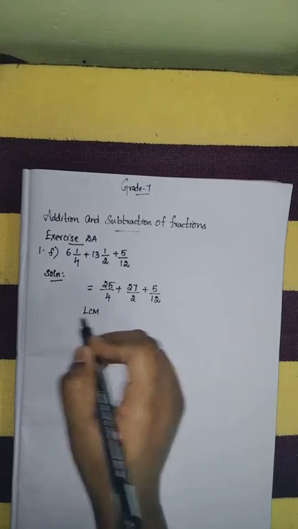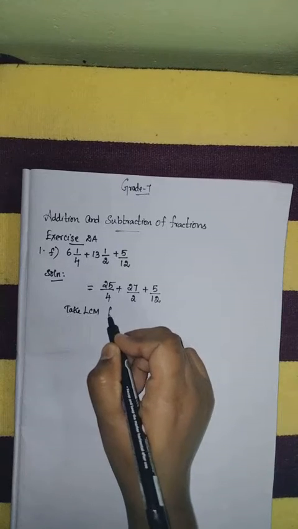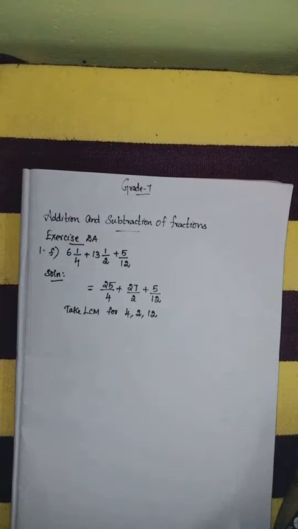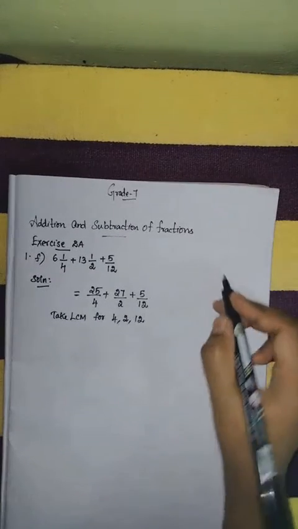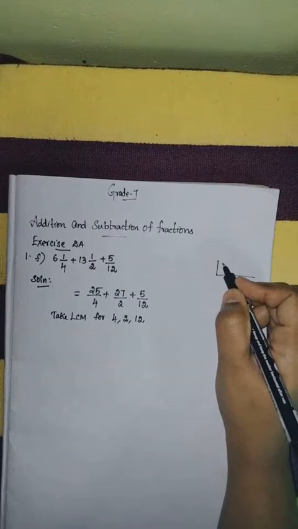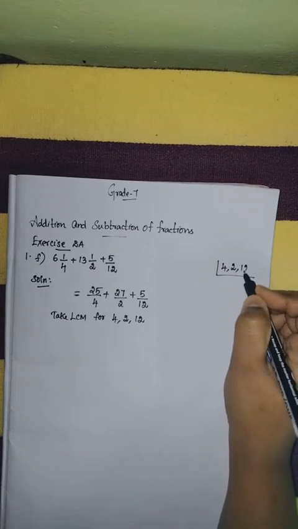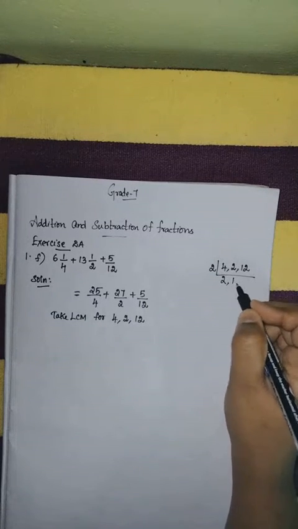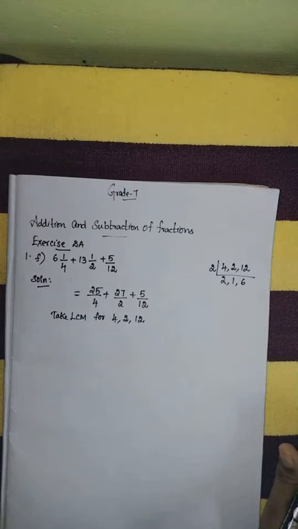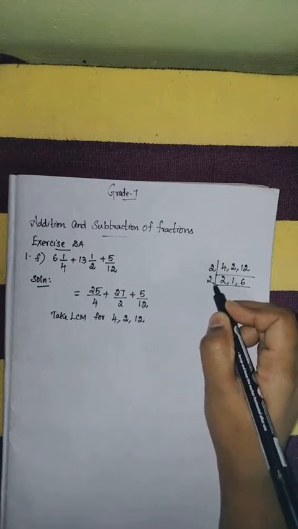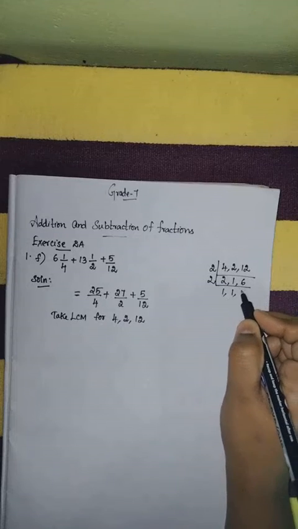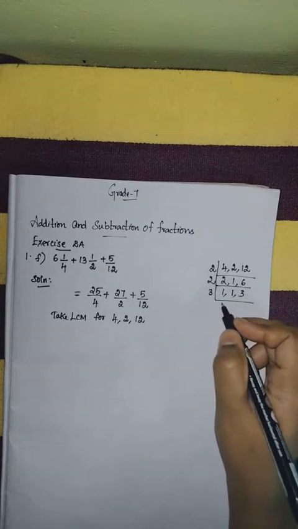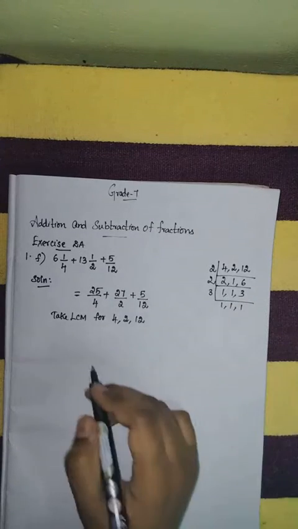You all know how to take LCM, right? 4, 2, 12. First go for the 2 table. 2 2s are 4, 1 2 is 2, 6 2s are 12. Then again take the 2 table. 1 2 is 2, put the same one, then 3 2s are 6, then 3, 1, 1, 1.